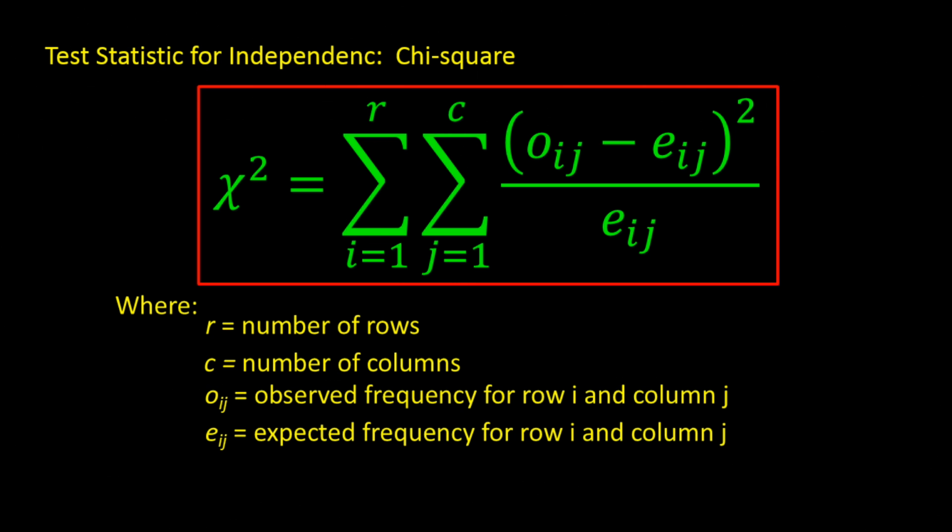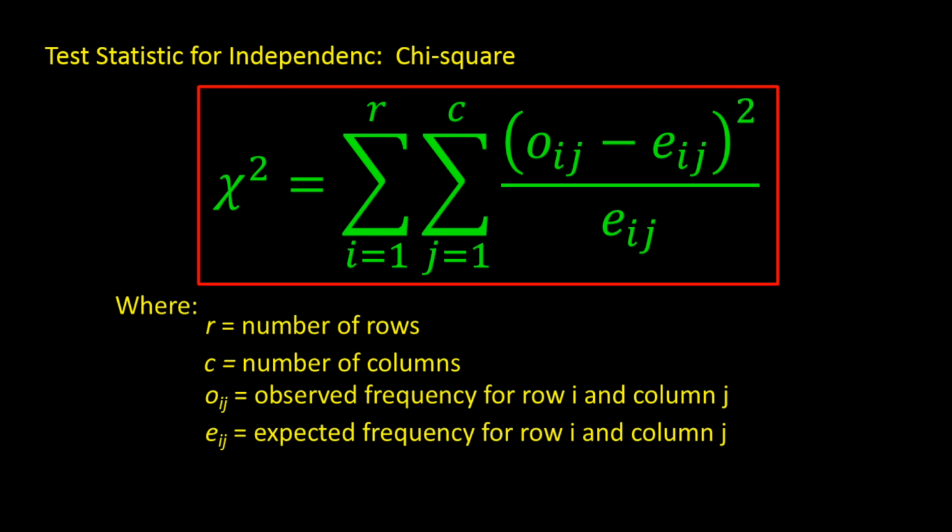The second summation symbol with the j under it is for the columns. And here we sum down each column. C refers to the number of columns. So j goes from 1 to C. For our example, we have 2 columns, one for males and one for females. So we sum across each row and down each column, and that's why there are 2 summation symbols. And what are we summing? We are summing the squared differences of O minus E divided by E, just as we did before.